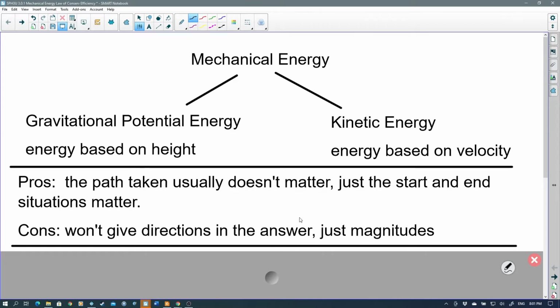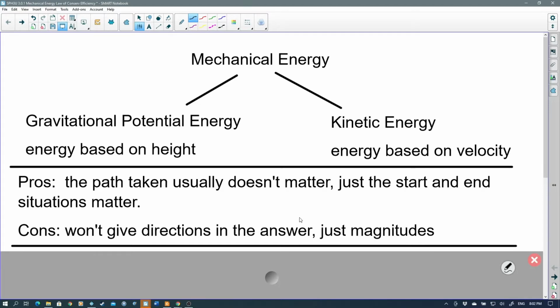Now, there's some pros and cons to using energy in questions that deal with motion. The pros, and it's actually a pretty big pro, is that the path taken by the object doesn't usually matter. All that matters is the starting and ending situations of the object. So you could take an object and lift it off the ground and zigzag it up and down or left to right as you're lifting it, and the zigzagging doesn't matter. The only thing that's going to matter is where did the object start and where did the object end.